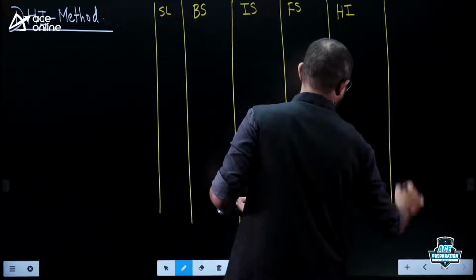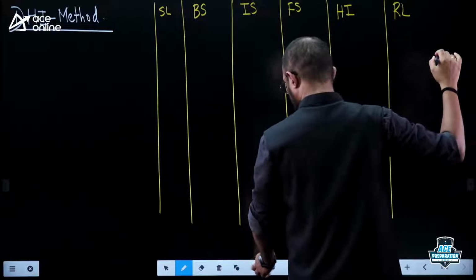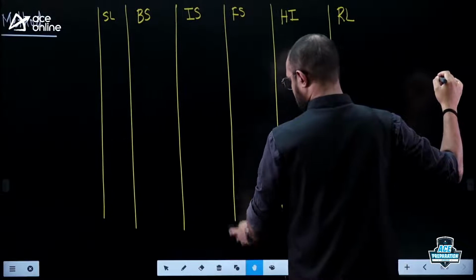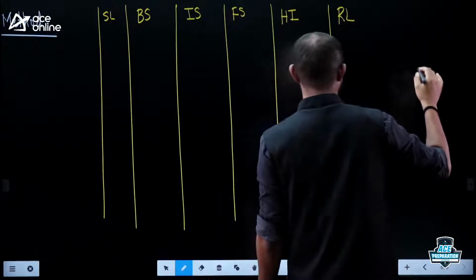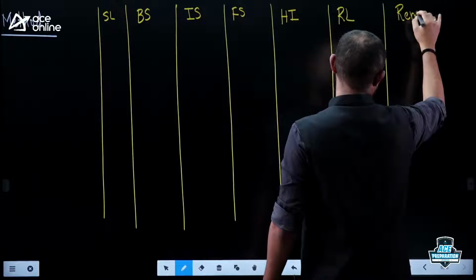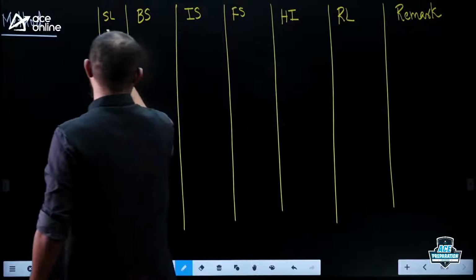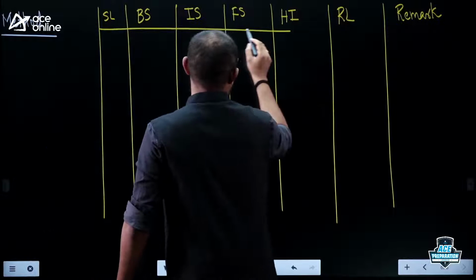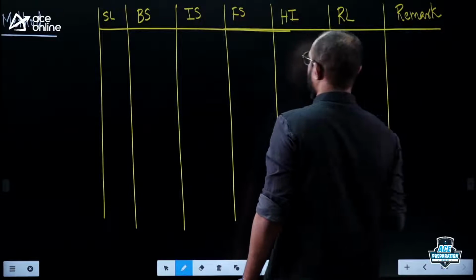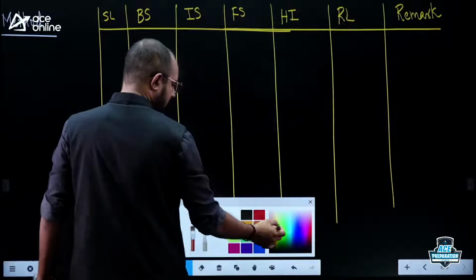You calculate the reduced levels of all the points, right? And finally, what you give is your remark here. So the last column would be nothing but your remark column. Okay, so what we'll do is we'll quickly write down all the different observations that we have taken from the field, in a systematic manner, and enter them here.